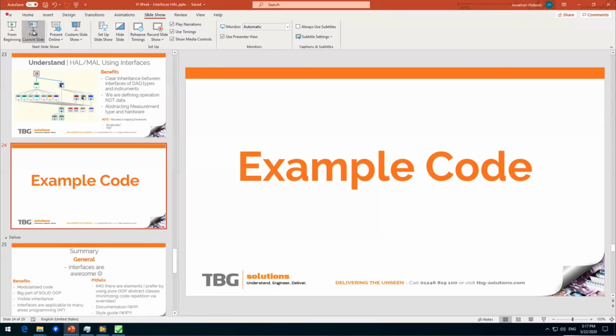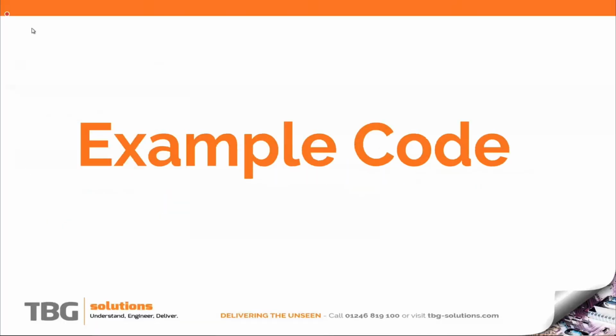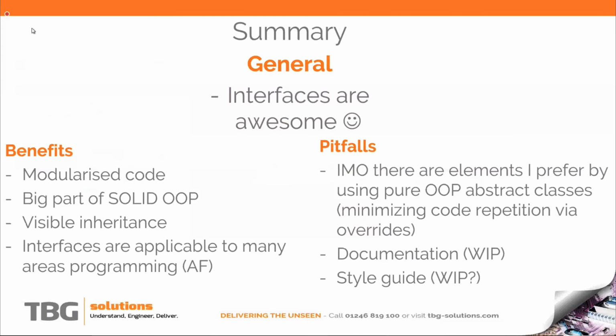So, a quick summary then. Interfaces are awesome. I really, really do think that. There's a lot of good use cases outside of HAL and MAL for interfaces. I mentioned Actor Framework, abstract messaging, mock objects, things like that. A lot of benefits to them. So modularization, it's a big part of solid OOP principles. You've got visible inheritance, and the interfaces are applicable to many areas, like I've mentioned.